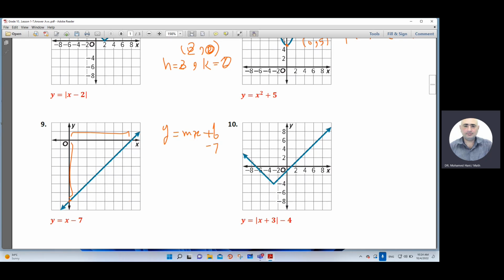Right, number 10. This is absolute value. From the graph, this is absolute value, and here is the minimum. What is the location of the minimum here? On the x, -3, and on the y, -4. So (-3, -4). So this is h and this is k. So x minus h, minus -3, means +3. Then plus k, the value of k is negative, so -4. So this is the equation. Okay.